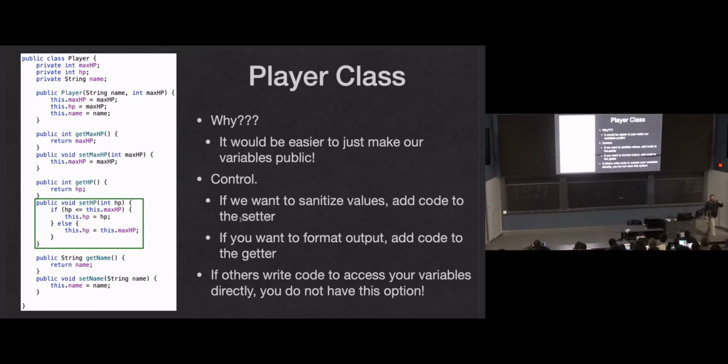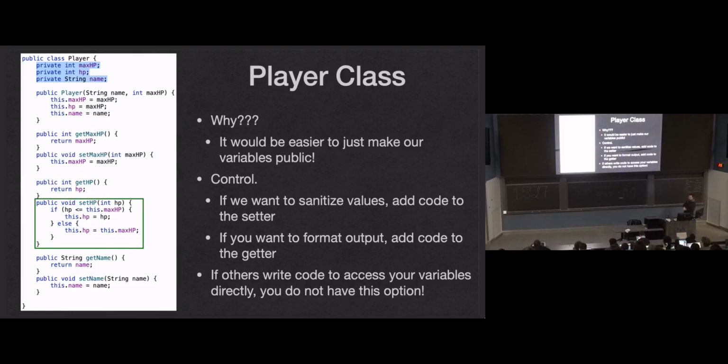If we give direct access to our instance variable to everyone by making it public, and I have a max HP of 10, what's stopping someone from saying HP equals 1,000? Give me basically an immortal character, depending on the game, or HP equals 1 billion. We can't do anything. Once we give control of our variables to everyone, and people start writing code that accesses and sets our variables directly, we no longer have this option.